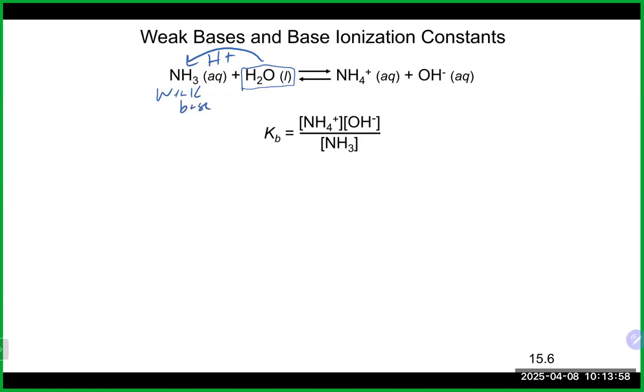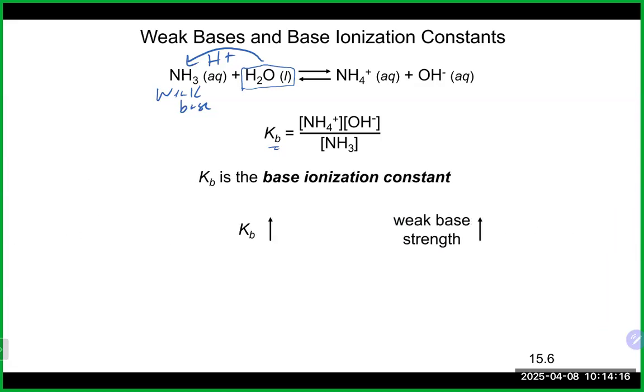And it will give us NH4 plus and OH minus. This is going to give us our products over our reactants, and this is what is known as a Kb, to add to our ever-growing list of K values: Kc, Kp, Kw, Ka, Kb now. And here, Kb is the ionization constant for weak bases.